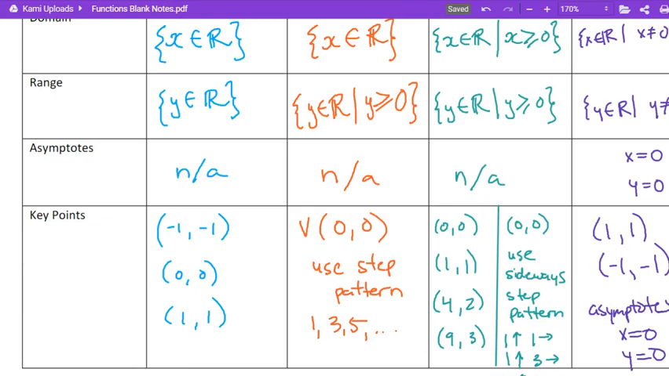Folks, I didn't give you homework for graphing the parent functions, but I would like you to review them and practice graphing them so that when we start transforming them, you know how to graph them. All right, so you have homework on the parent function and you have homework just to review this part.